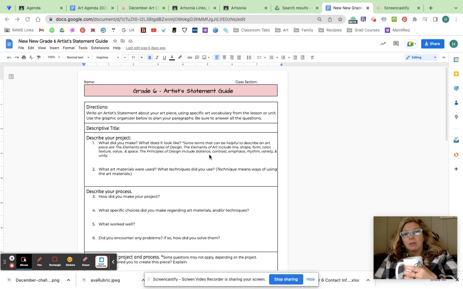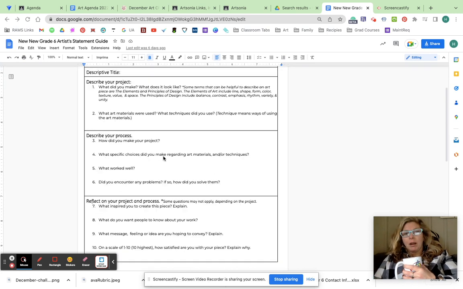Principles of design are just more ways that you can combine the elements. Then describe what art materials were used. So the materials are drawing, painting, sculpture materials. What did you use? A pencil. And techniques. Technique is a way of doing things. So what techniques did you use? What specifically did you do with the paint to make it look the way you wanted it to and to make your work look good?